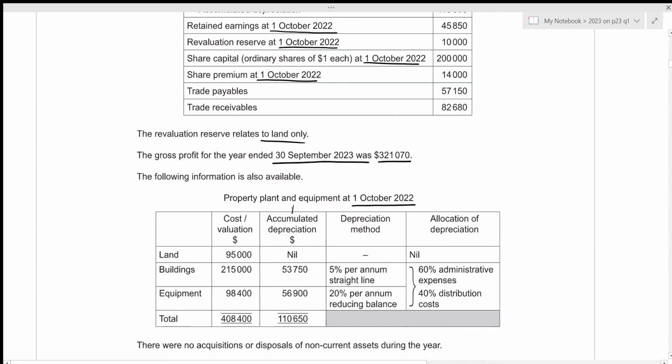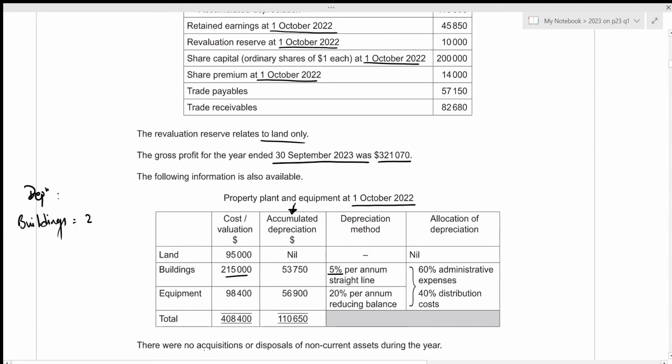So this is the accumulated depreciation at the opening date, which means that we are yet to apply the depreciation for the year. We've been given the costs for our assets as well as the accumulated depreciation as well as the depreciation method and its apportionment towards administrative expenses and distribution costs. Okay. Let's figure out the depreciation on building. Since we're not given any depreciation method for land. For building, we have 5% per annum straight line. So we just need to charge the rate of 5% to our cost of 215,000.